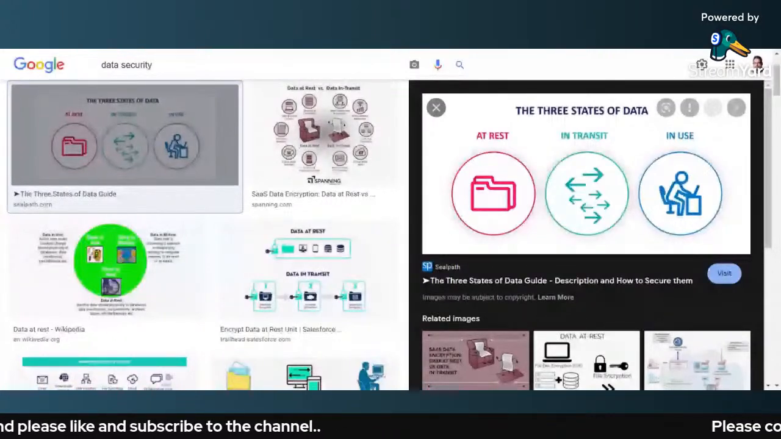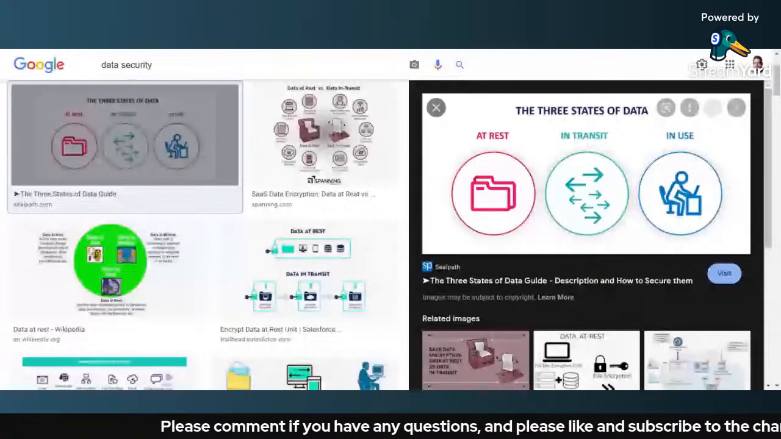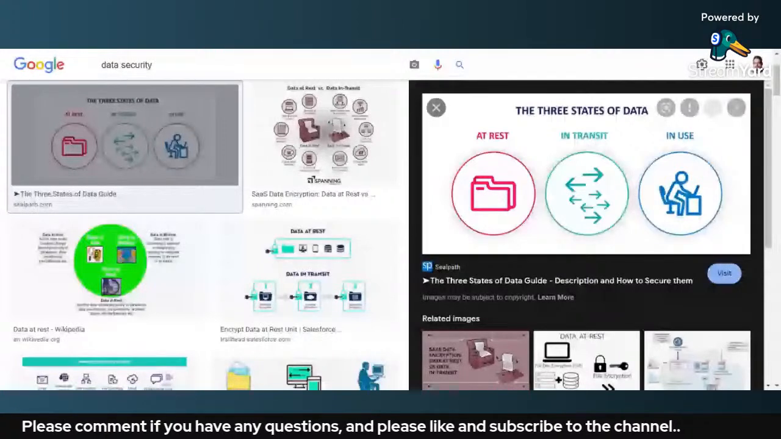So these are the three different types of data: data at rest, data in transit, and data in use. And we have covered all three scenarios and how to safeguard this type of data.